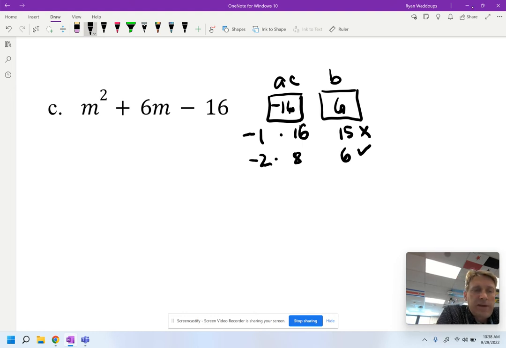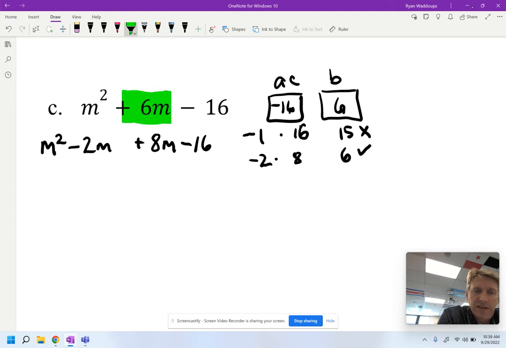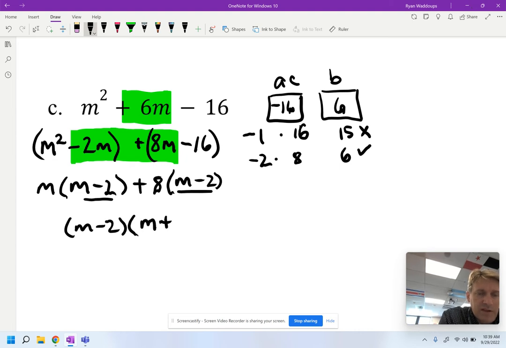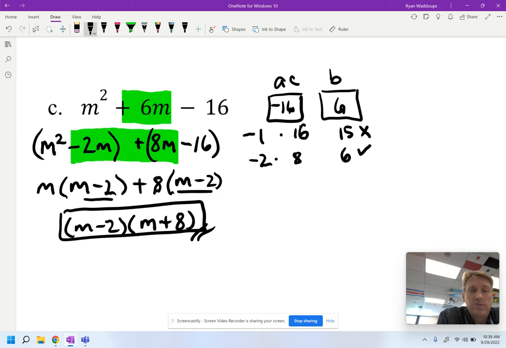So I'm going to try the factoring by grouping again here. I'm going to write m squared minus 2m plus 8m minus 16. Once again, I'm just going to highlight the idea that here this is 6m. It's positive 6m. If I combine -2m plus 8m, I get positive 6m. So I'm going to group these together and group these together and factor out an m. m times m minus 2 plus 8 times m minus 2. And the common factor there's m minus 2. So I can factor out the m minus 2 times m plus 8. And that's what that factor looks like.